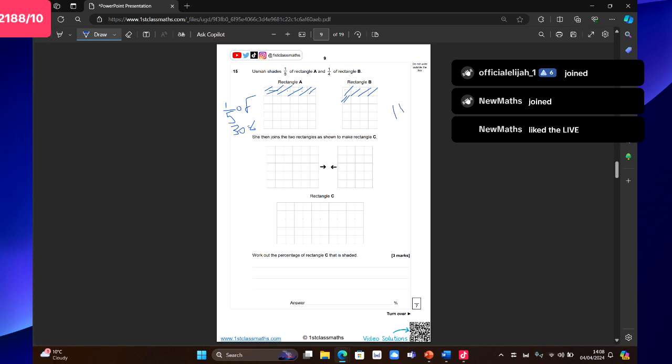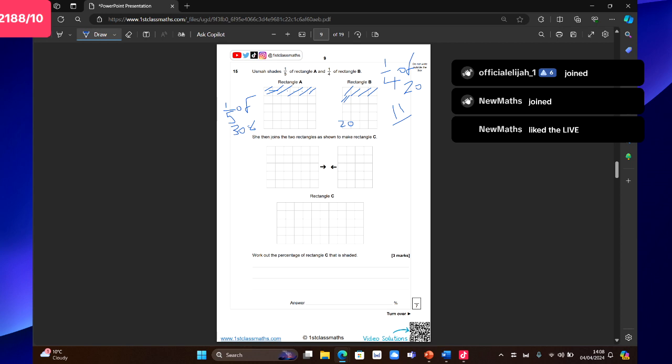So I've coloured in 11 out of a total of what? Well, that's 20 there, isn't it? So that's 20 there. And obviously, we worked out that a quarter of 20 is 5. So a fraction of an amount.